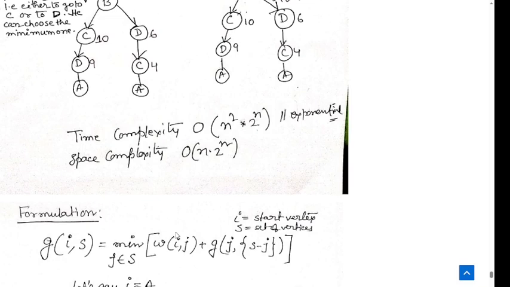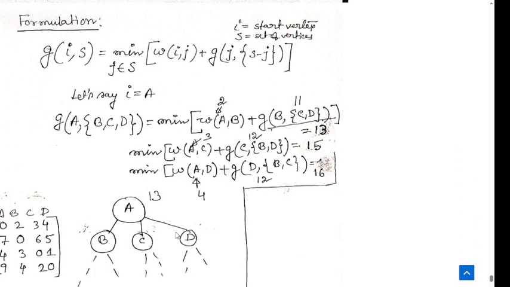Now, what is the time complexity? We'll come back to it later on. But how to do the formulation? That means, what is the function for this solution? So using dynamic programming, let's say g(i, S) is the function. So i is the starting vertex, and S is the set of vertices that the salesperson is choosing, excluding the starting vertex. So g(i, S) is the minimum of W(i, j) plus g(j, S minus j), because already you have chosen j, so excluding j. So this you can call the formulation or the function.